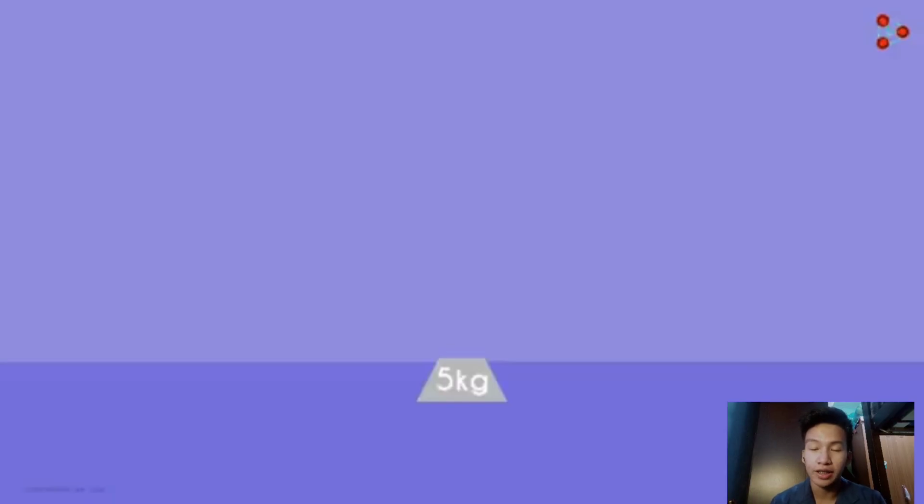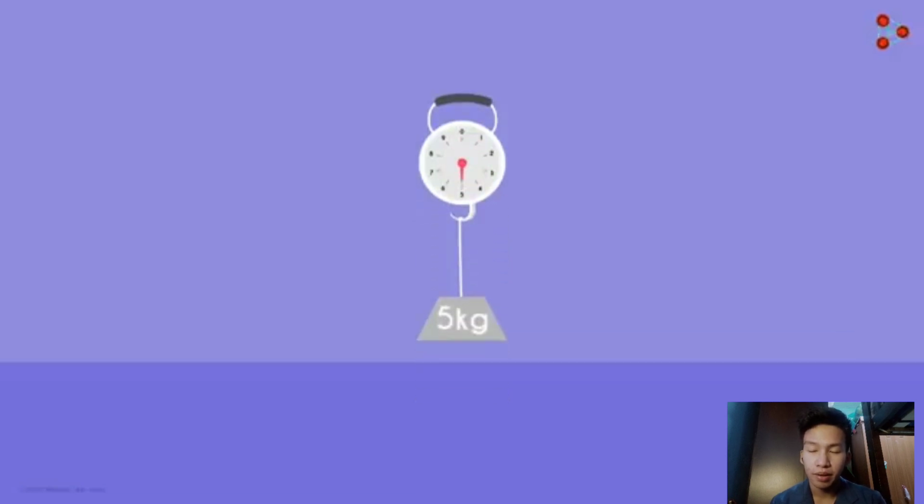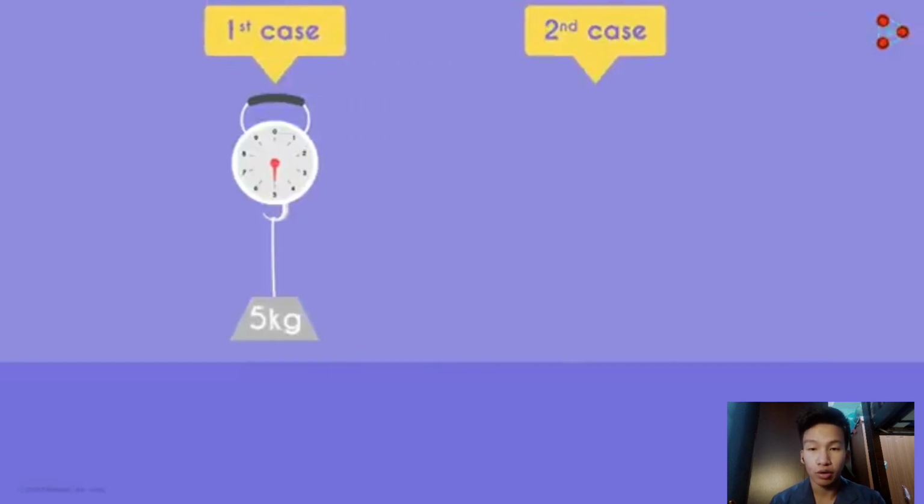We can take a simple example to understand this. Take a 5 kilogram solid object and suspend it by a spring balance. The balance will read 5 kilograms. Let this be the first case.